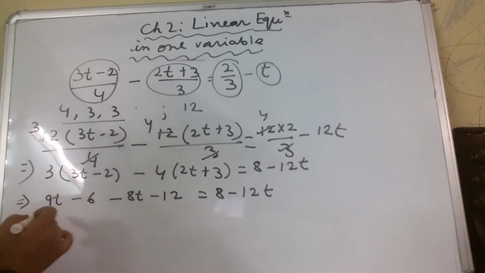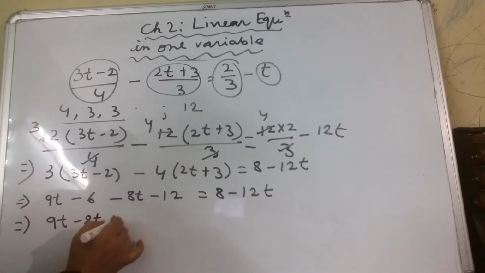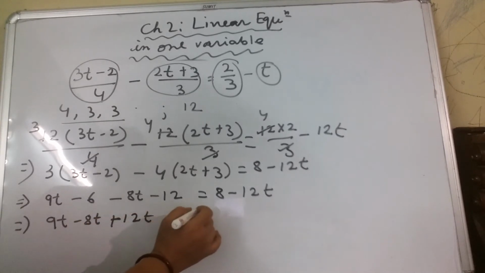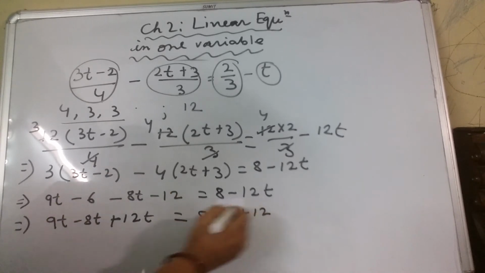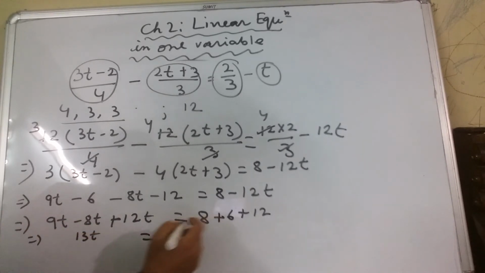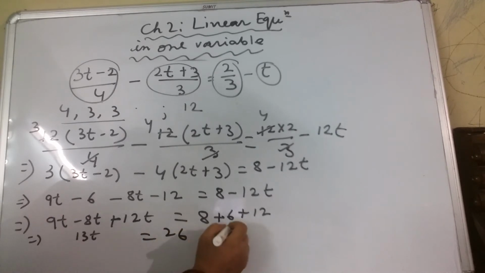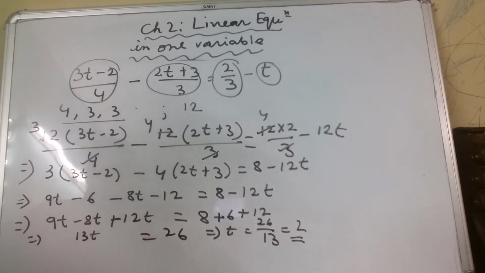Now I will write the variable terms on one side. So 9t - 8t + 12t equals 8 + 6 + 12. Now this will be 13t and this will be 26. So t equals 26 by 13, that is 2. That means when an equation is not given in the usual form, first you have to reduce this equation to a simpler form.